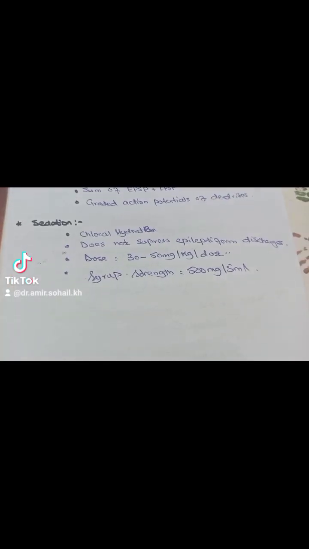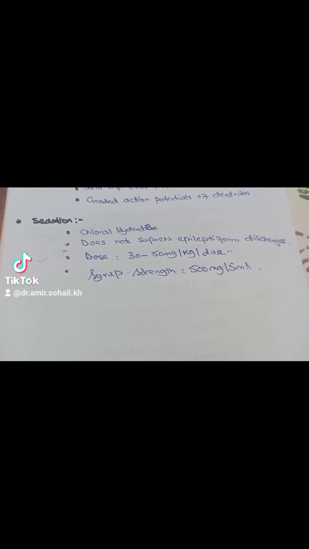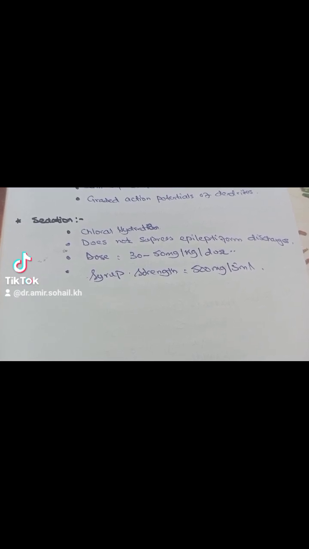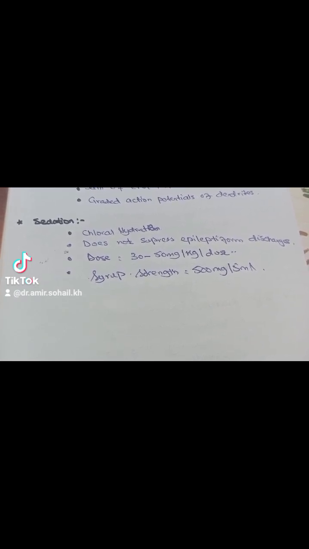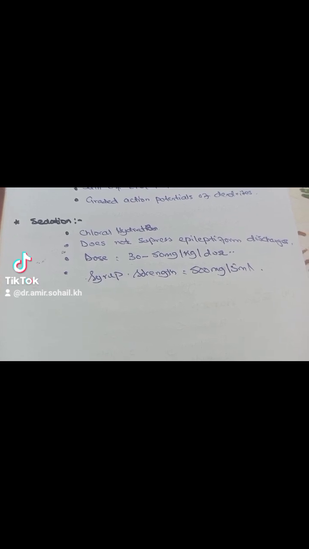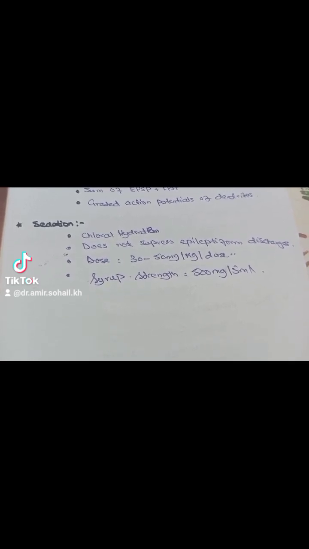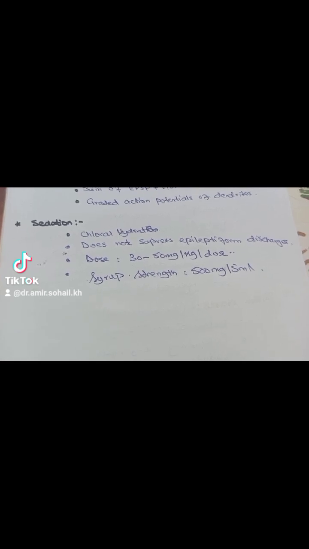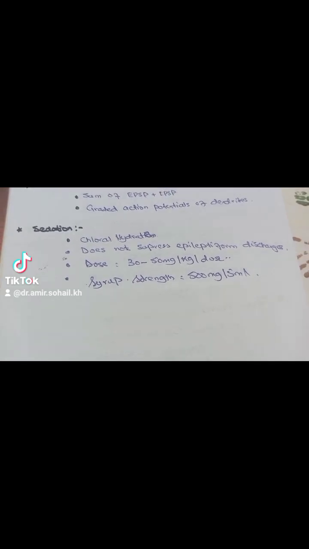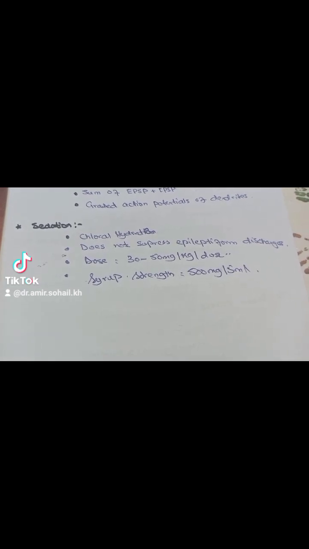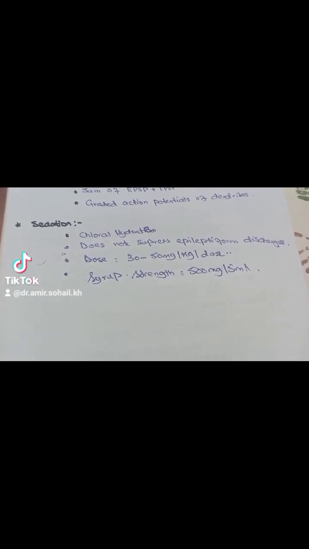For electroencephalography, the patient is to be sedated. For this purpose, a syrup is used, that's chloral hydrate, available under the name of Sedate, and the strength is 500 mg per 5 ml. The dose of this syrup is 30 to 50 mg per kg per dose. The beauty of this syrup is that it does not suppress epileptiform discharges seen in epilepsy.